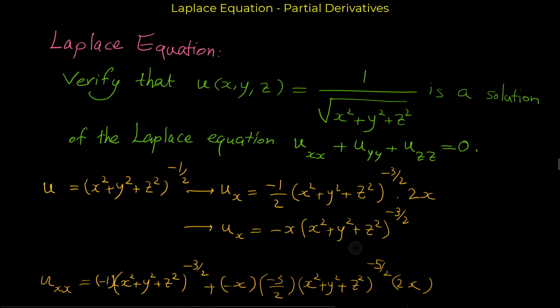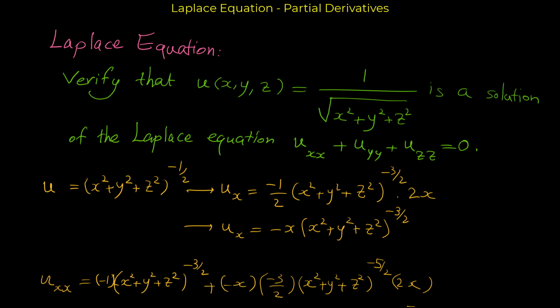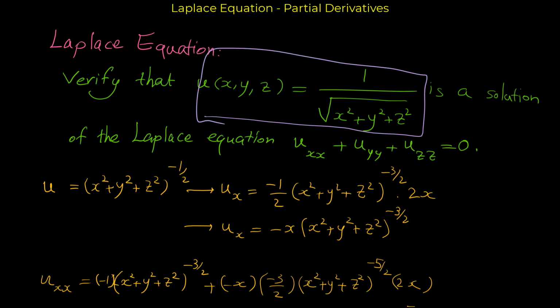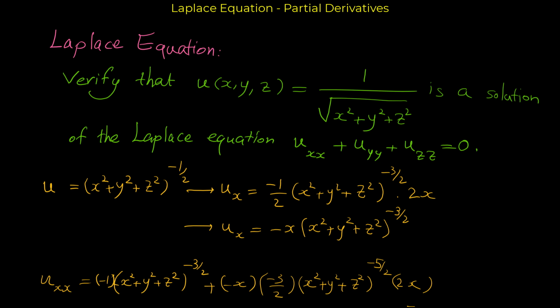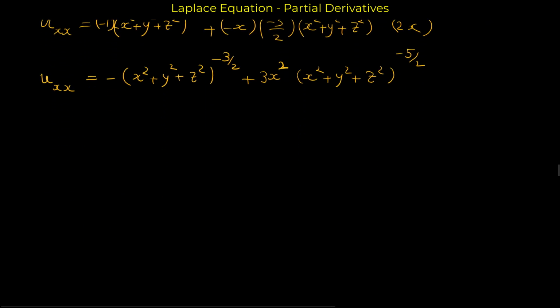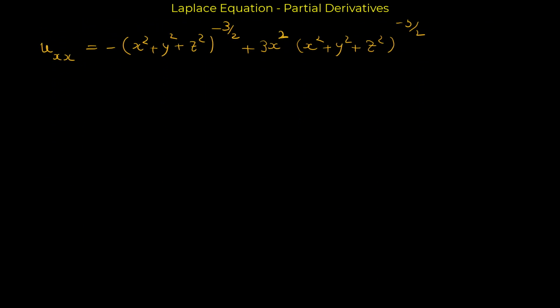Look at the function u. Function u is symmetric with respect to x, y, and z. We have the square root of x^2 plus y^2 plus z^2. So, if the partial derivative of u with respect to x is this expression here, can you guess what would be the partial derivative of u with respect to y?